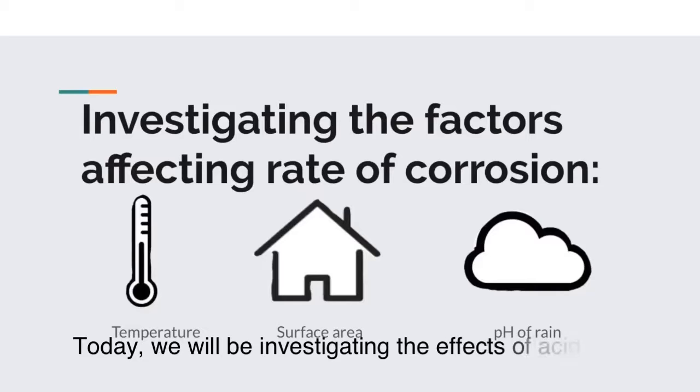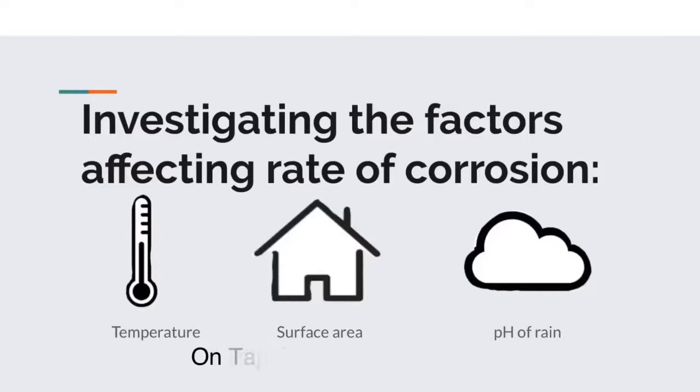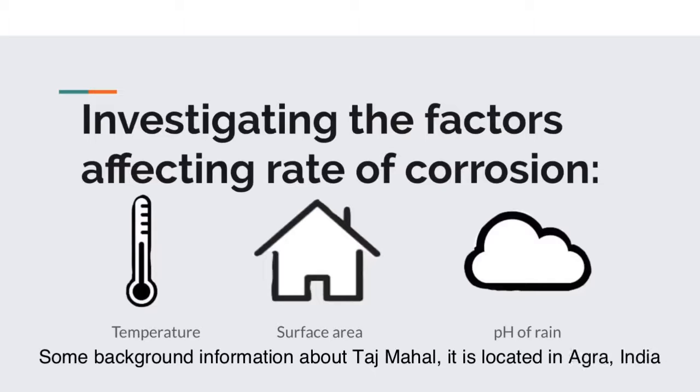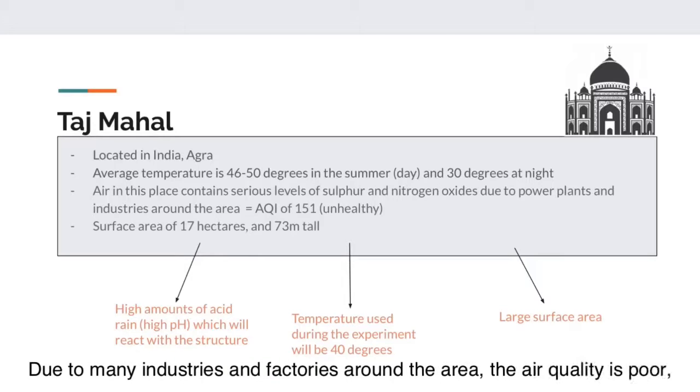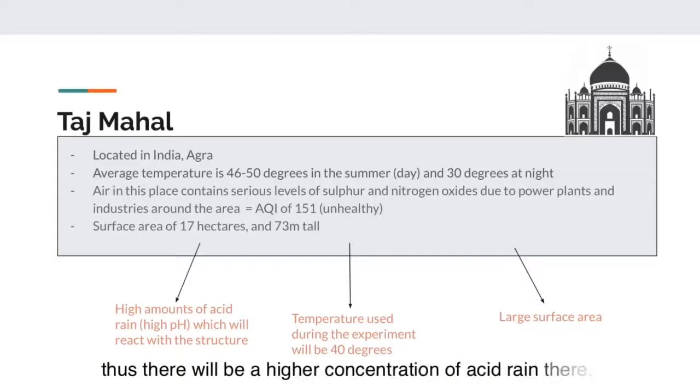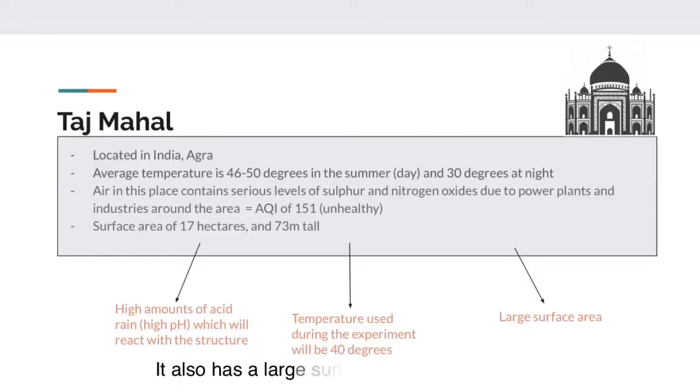Today we will be investigating the effects of acid rain on Taj Mahal and Colosseum. Some background information about Taj Mahal. It is located in Agra, India, which has an average temperature of 40 degrees Celsius. Due to many industries and factories around the area, the air quality is poor. Thus, there will be a higher concentration of acid rain there. It also has a large surface area of 17 hectares.